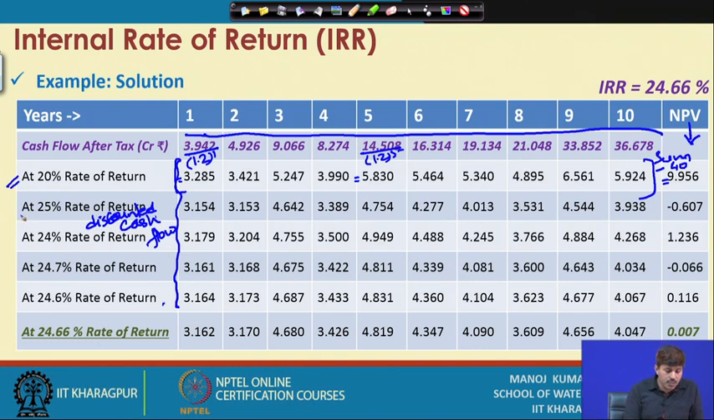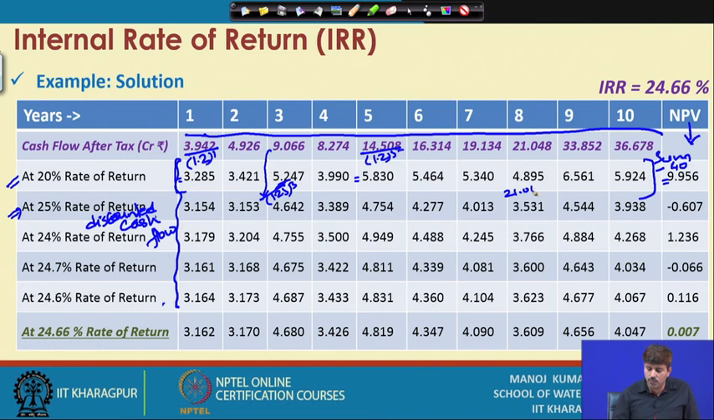So, let us increase the discount rate and consider what happens at a 25% discount rate. For 25%, if we want to estimate this, it will be this number divided by 1.25 to the power 3, as this is the third year. Similarly, 21 divided by 1.25 to the power 8 will give this number.